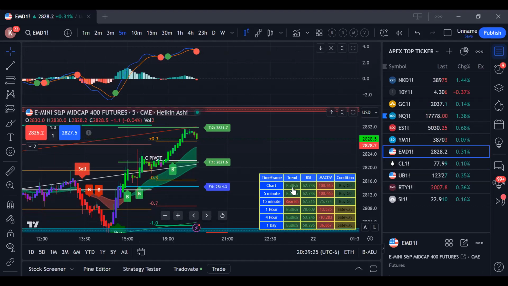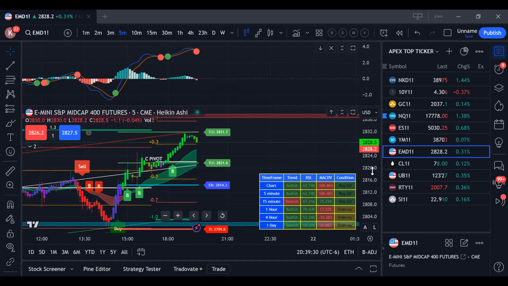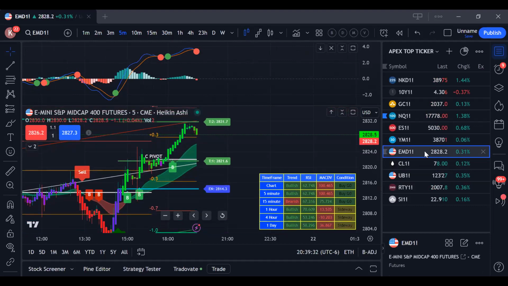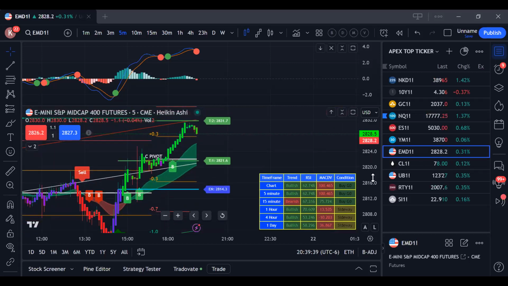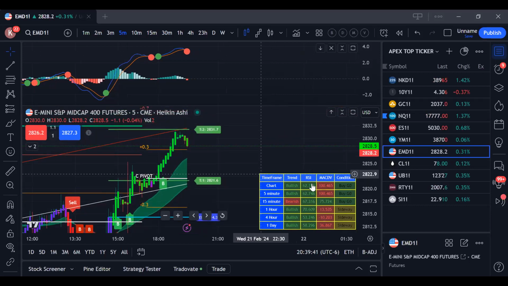So what do you think we should do here? EMD, every 1 point is $100. Like ES, this is like 400 companies. ES is like 500 companies. This is like 400 companies. Do you think we should short, we should go long, or we should wait?